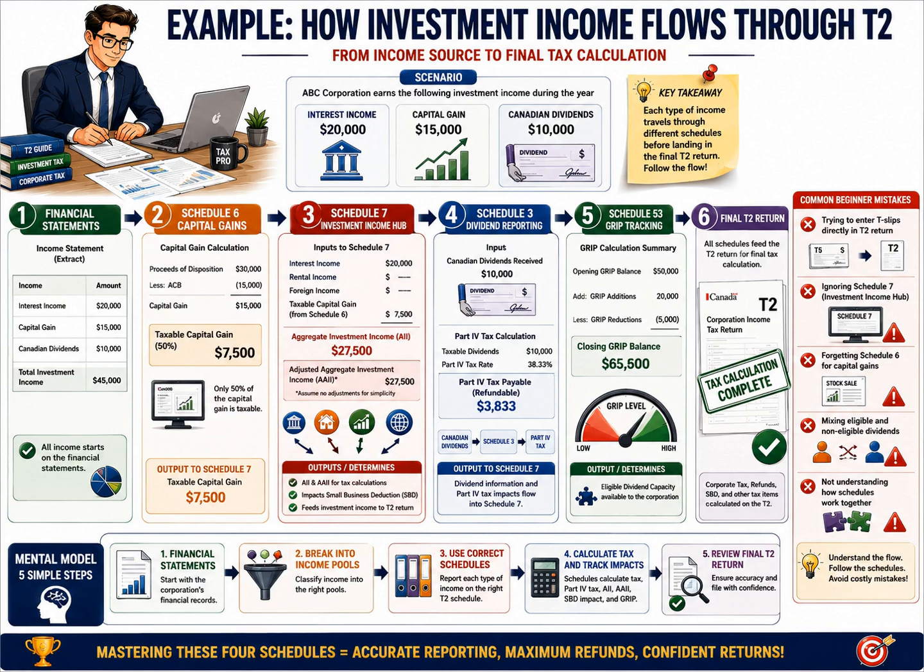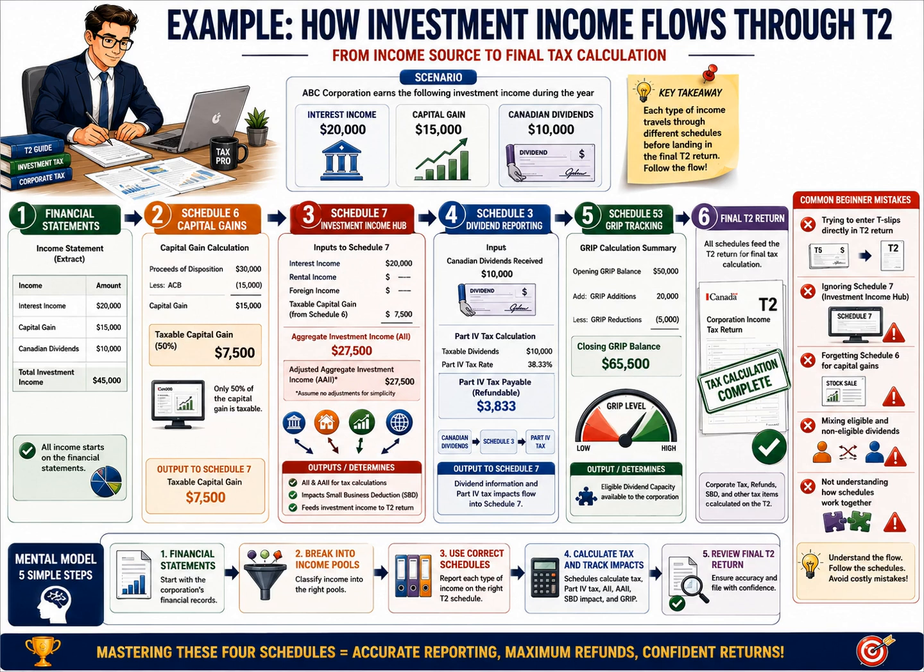Now let's look at the dividend income. The $10,000 of Canadian dividends is reported in Schedule 3. Schedule 3 calculates Part 4 tax, which is the refundable tax associated with many inter-corporate dividends. The dividend information and the related tax calculations are then incorporated into the overall tax reporting process.